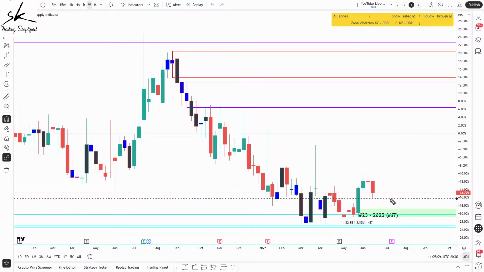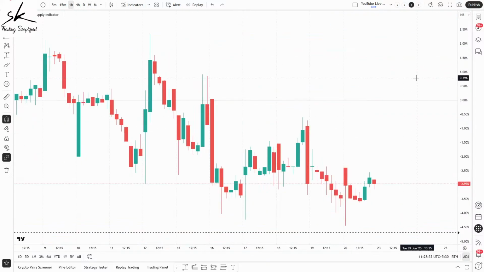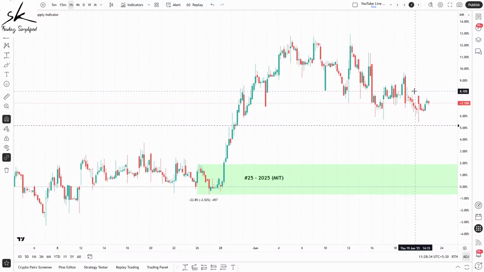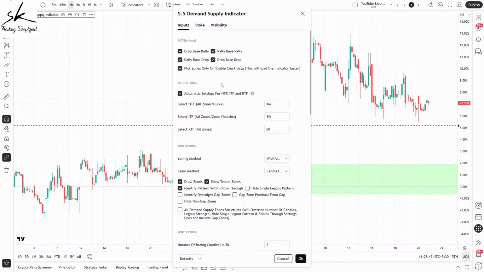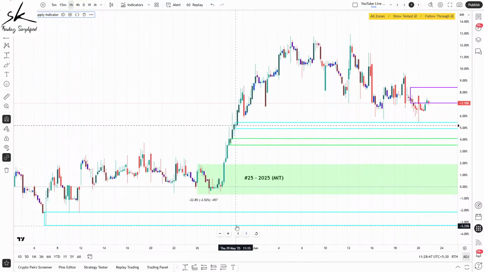So my condition number 1 is definitely there, that we need an impulsive move, and we can see that impulsive move. The second condition was that on the refining time frame, I need to see an authentic zone inside of it. Authentic zone would mean that I need a rally-based rally, which in this case is missing. Let's wait for a few seconds. If I want the indicator to load faster, I can say only plot on the visible data. Now you can see it loads much faster. You can see inside of this, we don't have a rally-based rally structure.